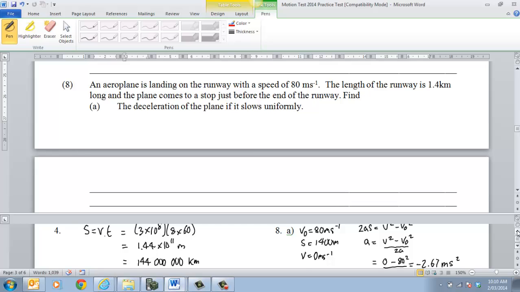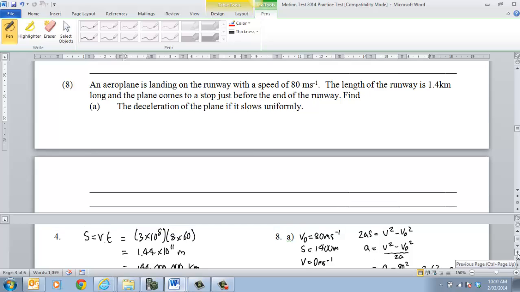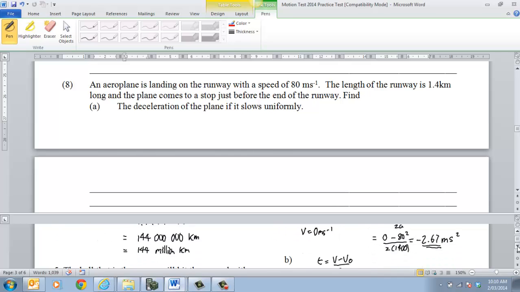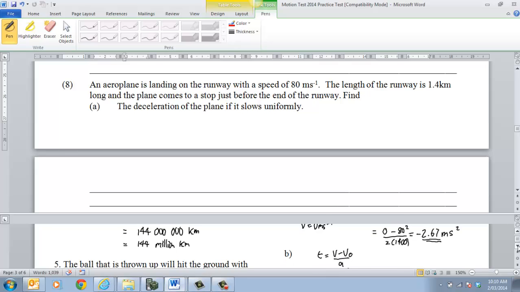So what do we know? Well, we don't know the time, so you can't use any formula with the time in it. You must use v squared = v0 squared + 2as. To rearrange that, you bring the 2a down to the bottom line, and therefore you get a deceleration of negative 2.67.